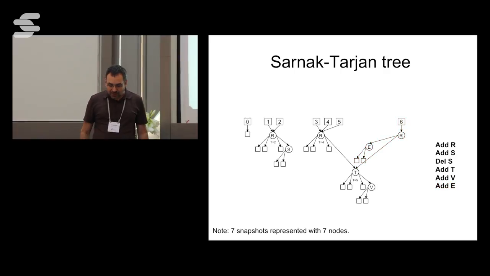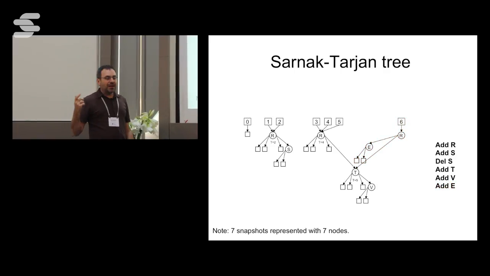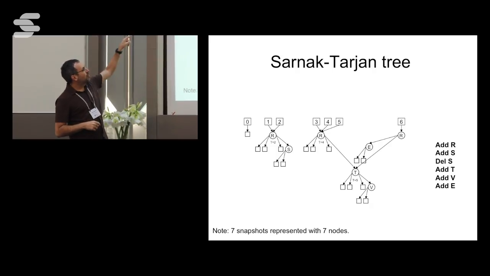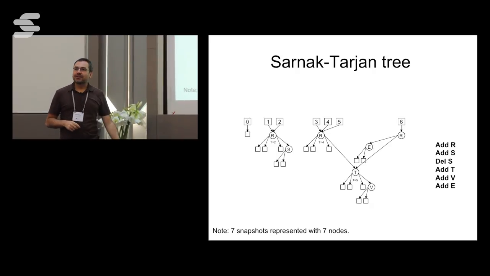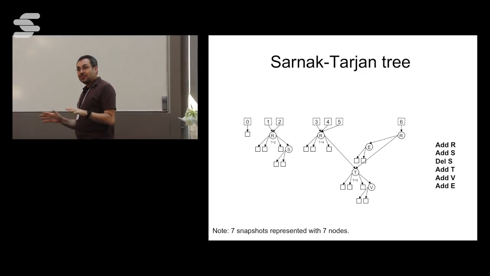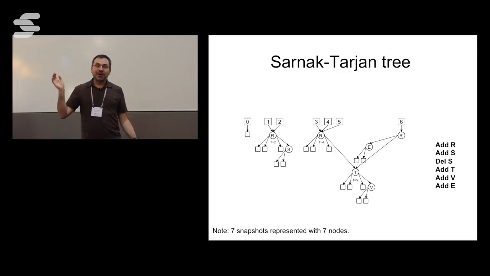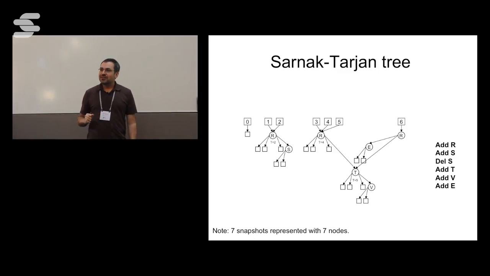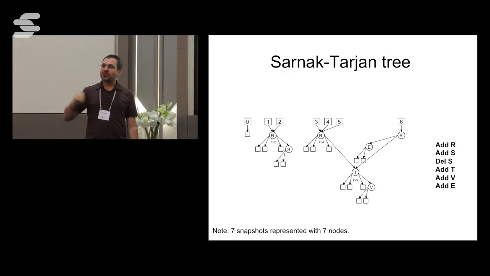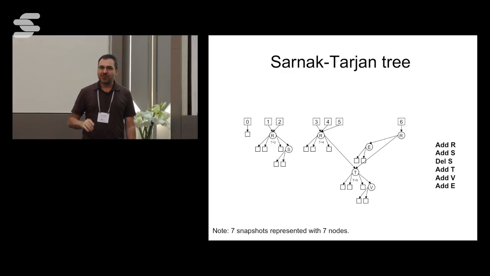And the fun part of this is that I just made 7 snapshots, and if you count the number of nodes here on the board, 1, 2, 3, 4, 5, 6, 7. I did 7 inserts and I have 7 nodes. This is really cool. So I got rid of that log n business. Now I'm down to constant cost per insert, no matter what. That's fun.